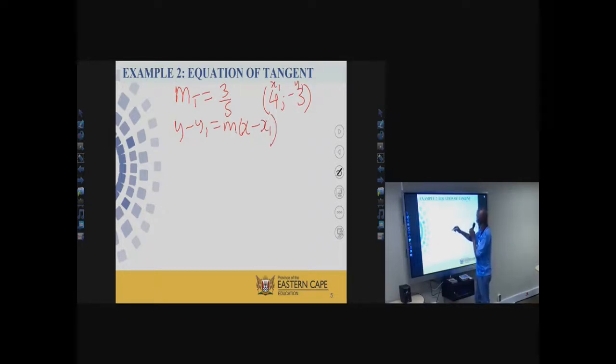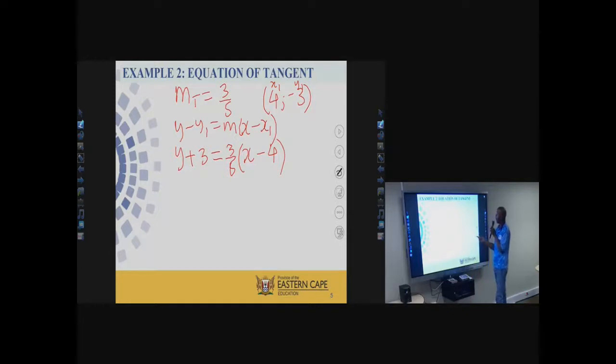Then you substitute: y minus y1 is negative 3. So it's minus minus 3, which is plus 3, is equal to the gradient, 3 over 5, into x minus, and x1 is 4. Yes, this is the step I wanted. When you are in this step, remember I said another way of doing it was to multiply both sides by 5. Multiply by 5, that side multiply by 5.